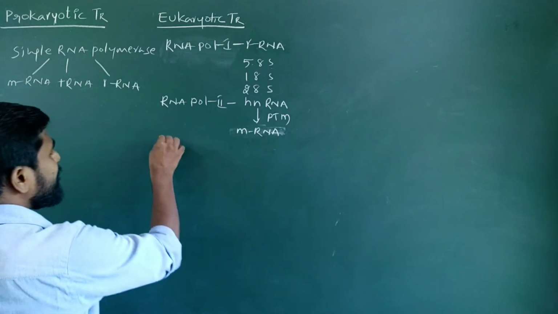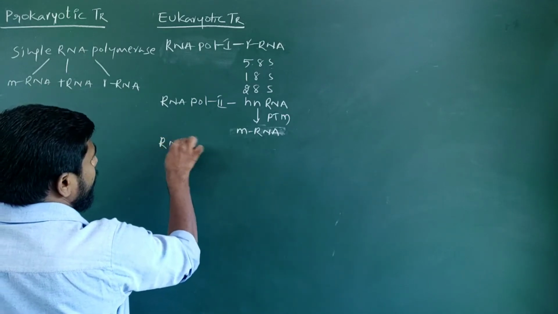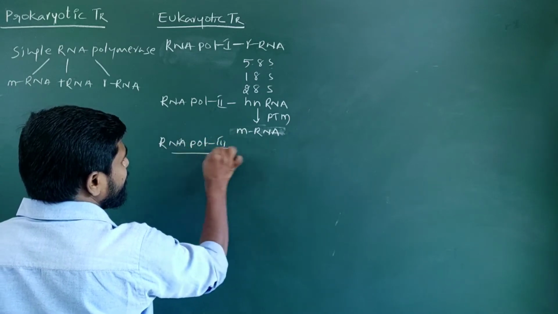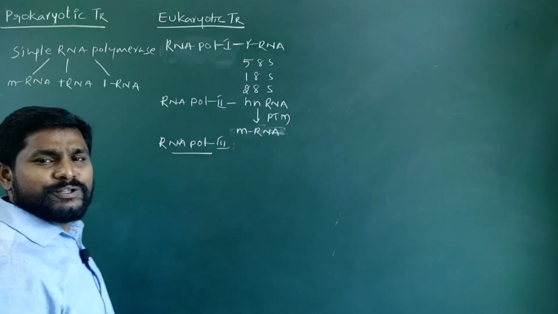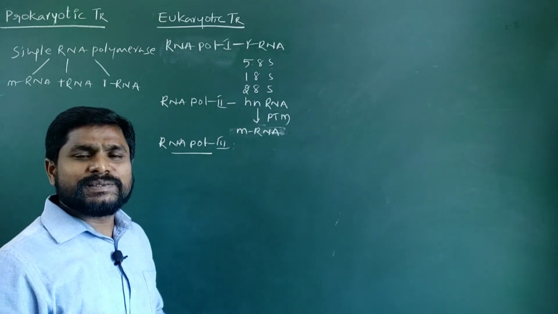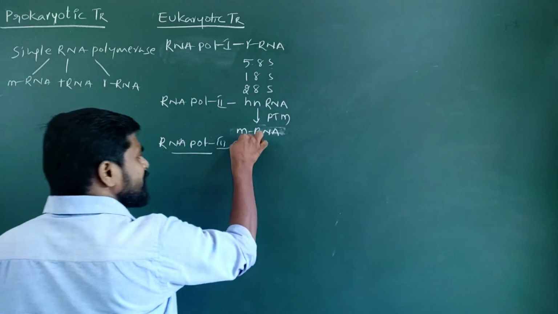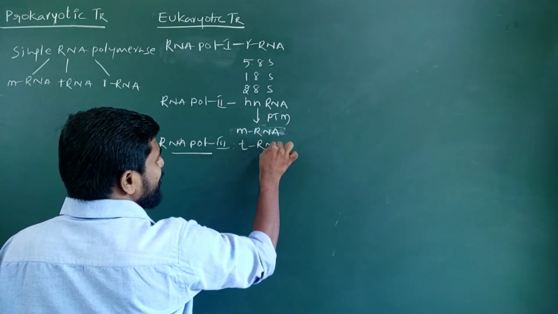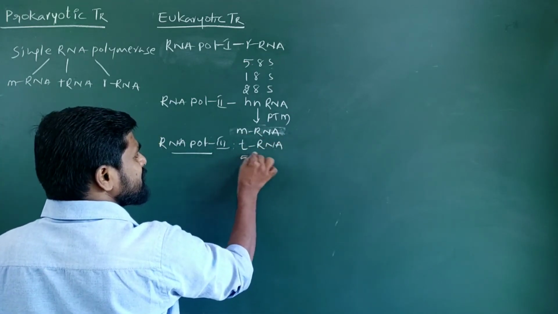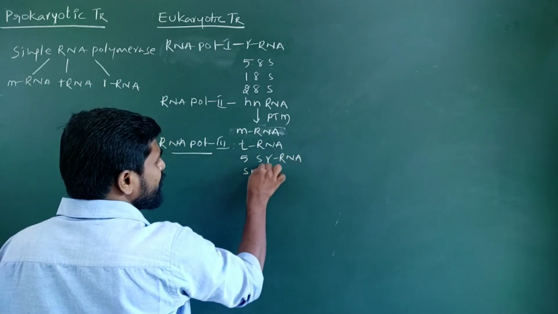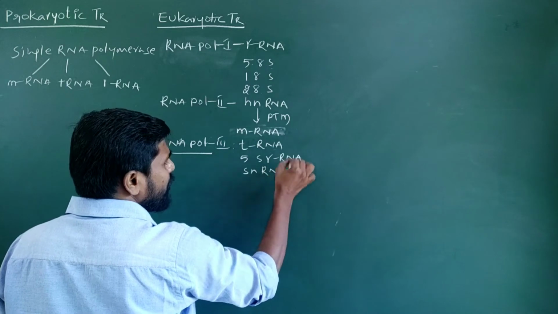And the third type of RNA polymerase is RNA pol 3. This RNA pol 3 is the RNA polymerase of eukaryotes which transcribes different types of RNA molecules. Besides transcribing tRNA molecules, it also transcribes 5S rRNA and small nuclear RNA molecules.